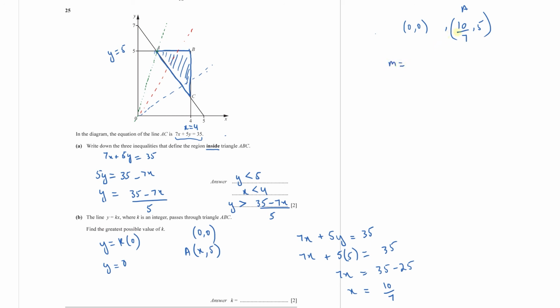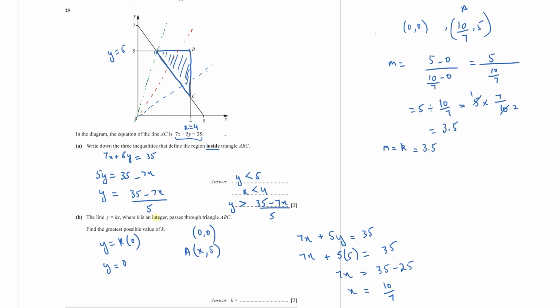So gradient m would be 5 minus 0 divided by 10 over 7 minus 0. So this gives me 5 divided by 10 over 7. If I change this into a multiplication sign, I'll take the reciprocal here. So that will be 5 times 7 over 10, and that will give me 5 ones are 5, 5 twos are 10, and this will give me 3.5. So for this green line, the gradient m, which equals k, is 3.5.